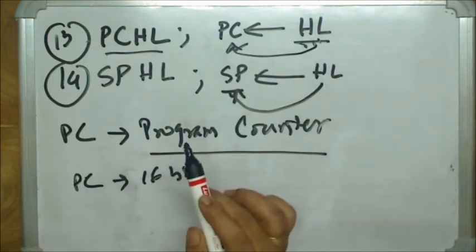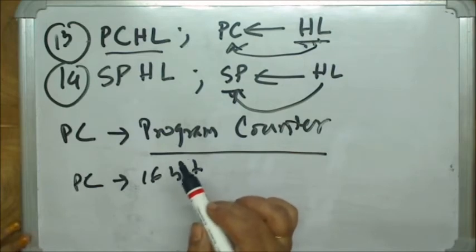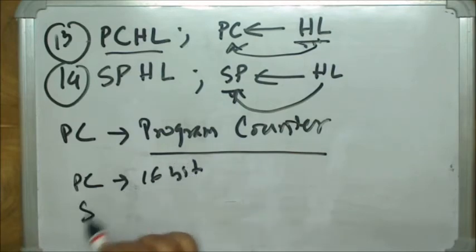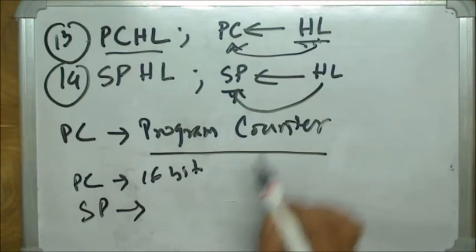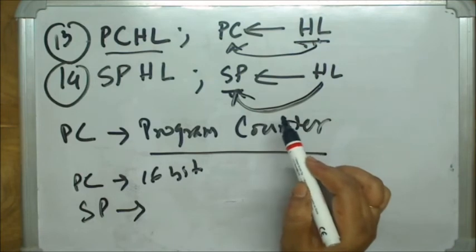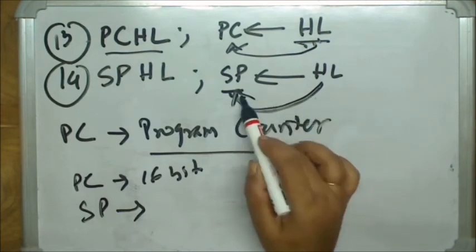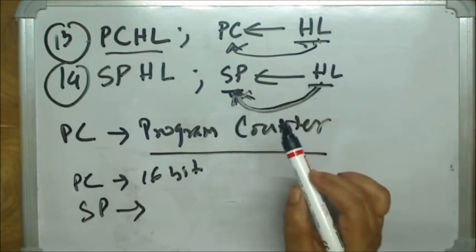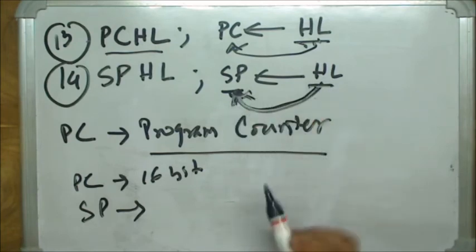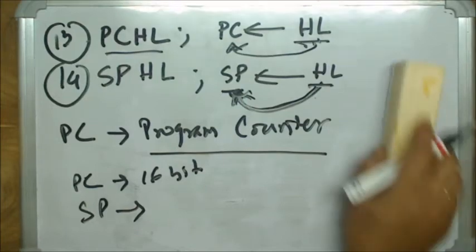And SPHL. What does SPHL mean? SP, the stack pointer, is also a 16-bit register. It also contains 16-bit data. So SP will get the value of HL pair. HL pair is also 16-bit and SP is also 16-bit. So simply the value of HL pair will get loaded into the stack pointer. So this is very simple. Eventually we will come to know the use of these instructions as we proceed. They have interesting uses.